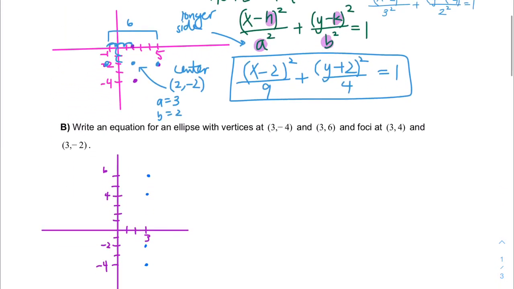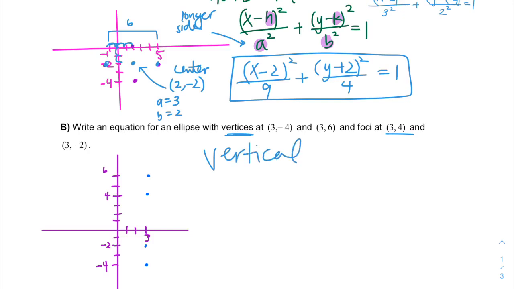For my next problem, I went ahead and graphed the points as well. They gave me the two vertices, that's this point and that point, and they gave me the foci, which is this point and that point. So from what I can tell, because these are the vertices, this is the vertex here and there, what I've been given is the major axis. So I know that this is going to be a vertical ellipse.